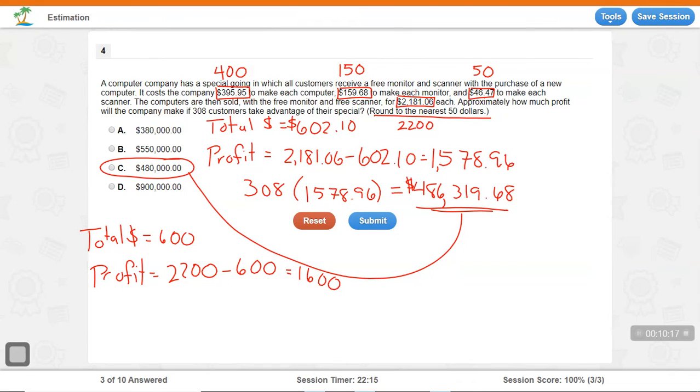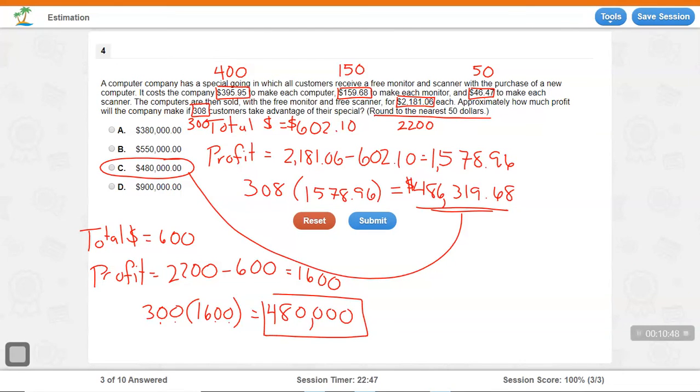Now, once again, you could probably do that in your head as well. 22 minus 6 is 16, so I know I'm dealing in hundreds, so 1,600. But then we're going to round this 308. That would round down to 300. And we're now going to do our profit of 300 to find the total profit times 1,600. All right? And 3 times 6, maybe you could do that in your head. All right, maybe you can't, but that's going to give me 48. All right, and then I have 1, 2, 3, 4 zeros, 480,000, which again is our answer.